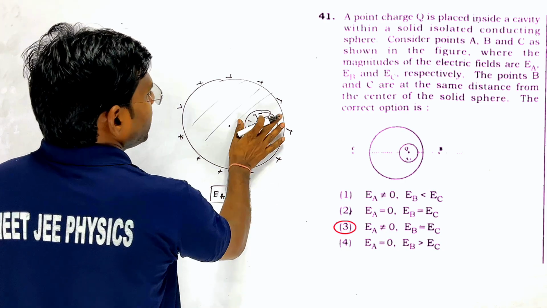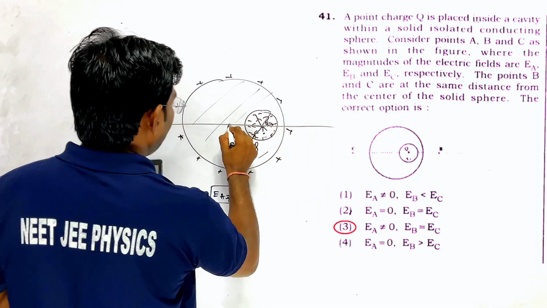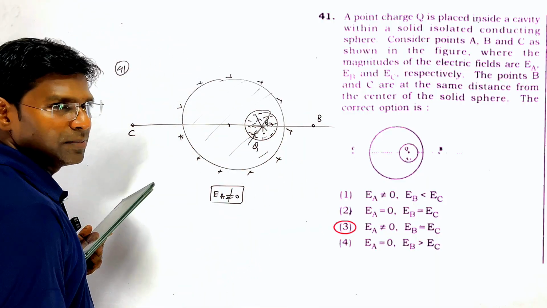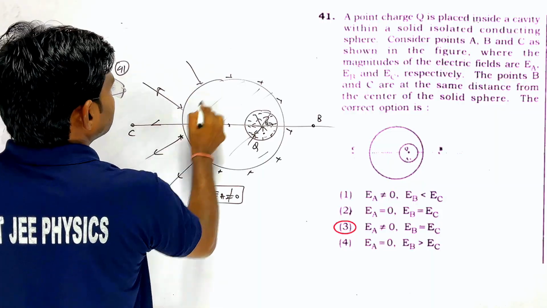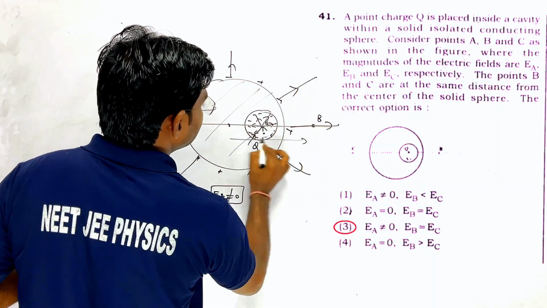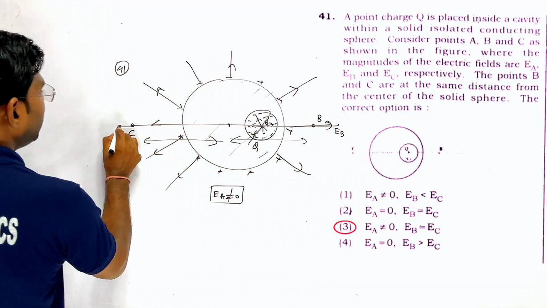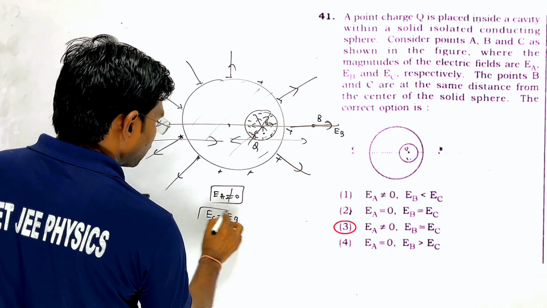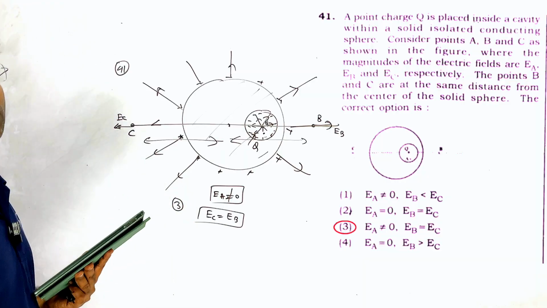Also listen to one thing: this charge and this minus Q charge neutralize each other, and from the center, this is the point B and this is the point C, which are at the same distance. Because of this charge distribution, the electric field is in this direction. Is it clear or not? So if this distance is the same, the electric field at B and the electric field at C must be equal. So EC and EB must be equal. Which option is correct? The third option is the correct option.